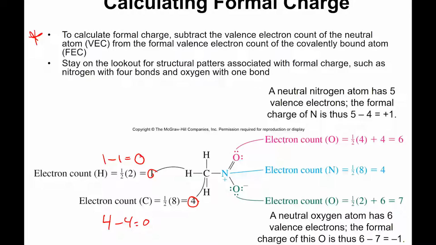This oxygen in pink, oxygen normally has 6 valence electrons, and we calculated 6 here. 6 minus 6 equals 0. What about this oxygen in green? Neutral oxygen has 6, but we calculated 7 electrons around it. So 6 minus 7, that's a -1. So its formal charge is -1. It gets a negative symbol by it.